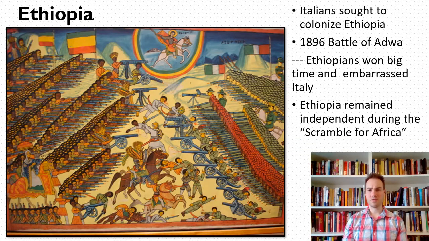So one counterexample is Ethiopia. Ethiopia remained a free kingdom or empire throughout this period, throughout the scramble for Africa. It was supposed to go to Italy. Italy sought to colonize it. And in 1896, the Italians invaded with the help of some of their other colonies and tried to force Ethiopia to become an Italian colony.